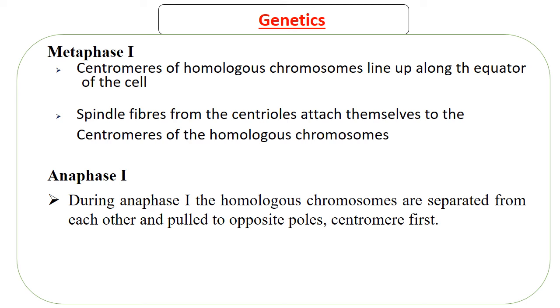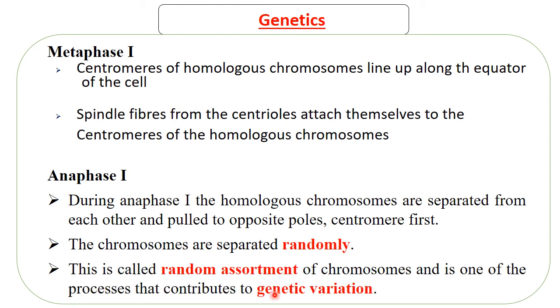You remember the diagram had illustrated. This is where something also interesting happens. The chromosomes are separated randomly. Those chromosomes which line at the equator are separated randomly. It's not in a certain order. Because of that, the resulting daughter cells are going to be of different variety. This random separation is called random assortment. So it contributes to genetic variation.